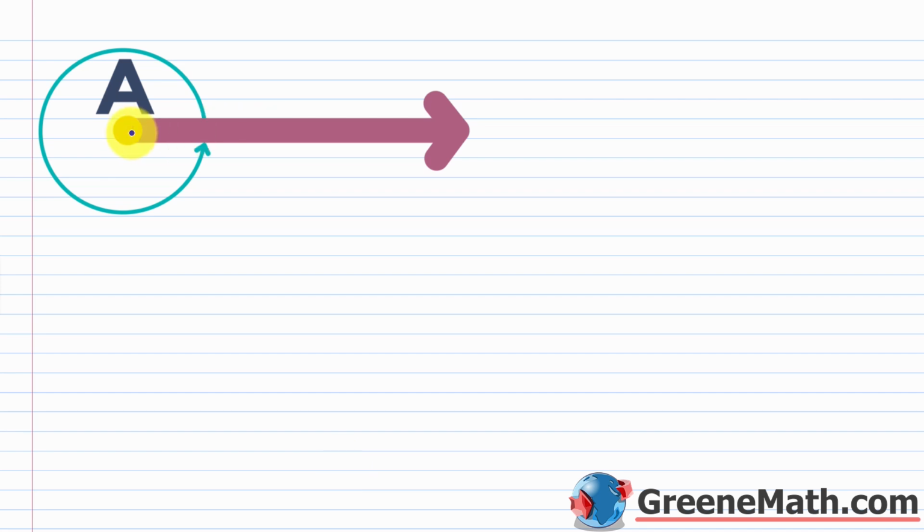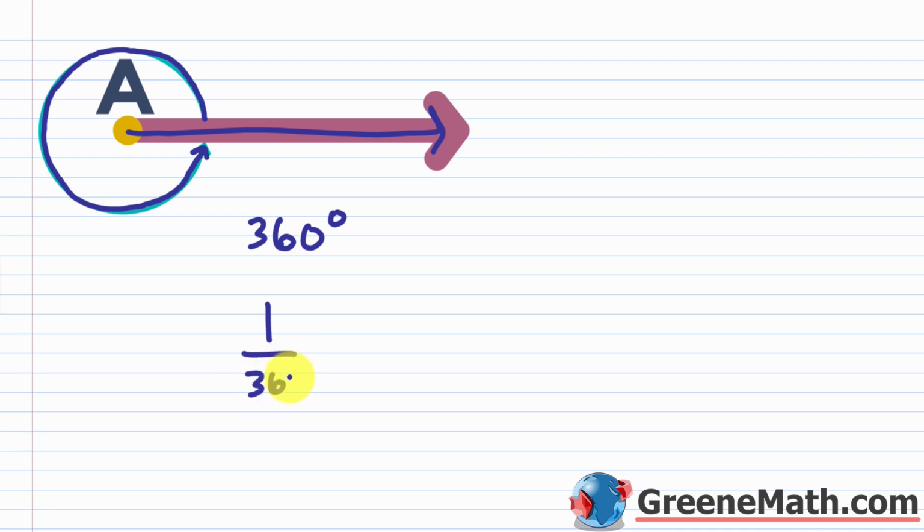So let's say I started with two rays that were on top of each other. Again, I take this ray and I rotate it completely around. So what happens is the measure of that angle is assigned a value of 360 degrees. Now, if I think about this in terms of 1 over 360, that amount of a complete rotation is going to be 1 degree. If I made 5 over 360 of a complete rotation, that's 5 degrees, so on and so forth.